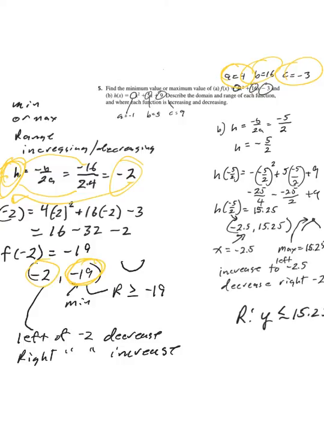Why is it a minimum? Because a is a positive 4. It means it opens up like a regular parabola, and so the vertex is on the bottom, making it a minimum, which means the range is going to be greater than or equal to negative 19. Greater than because the whole parabola is above it. So greater than when we have a minimum, and it's going to be less than when it's a maximum. So this means also that to the left of the vertex, remember that the axis of symmetry is x equals negative 2, it's going to be coming down, and to the right, it's going to be going up. That's what decrease and increase is all about.